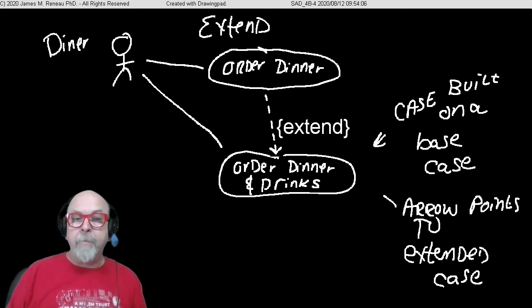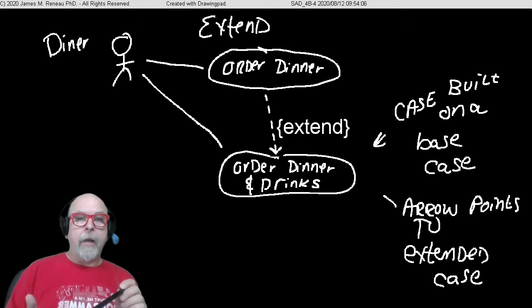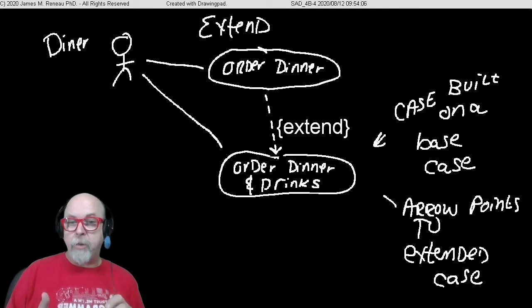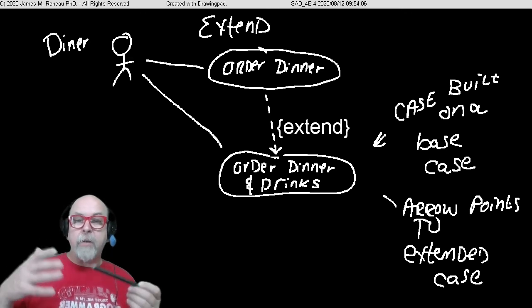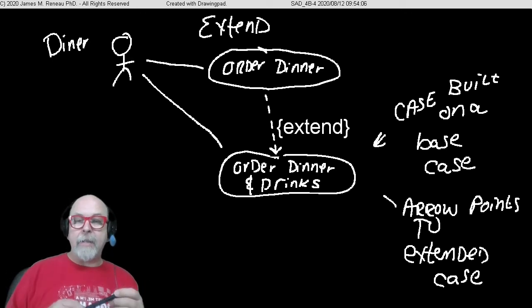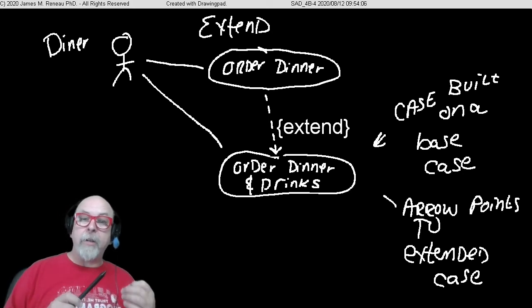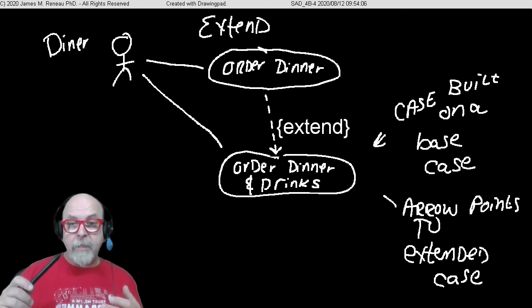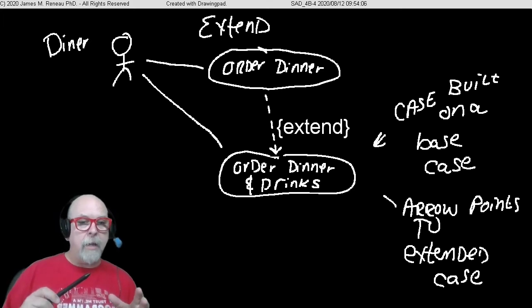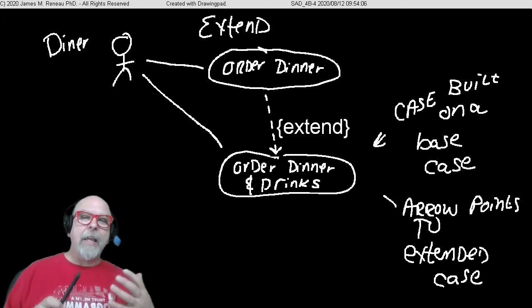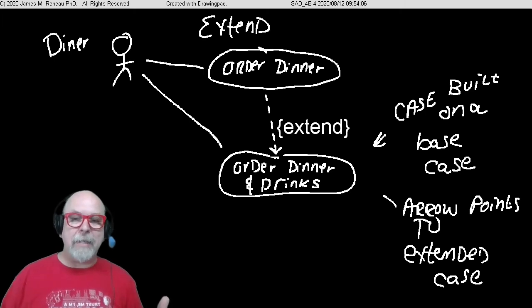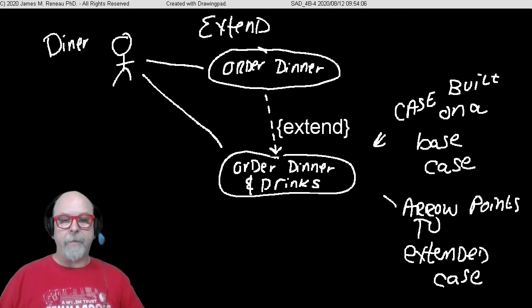Why do I say that the diner ordering dinner and drinks would expand upon ordering dinner? Well, to order drinks, the waiter or waitress may have to do an ID check, to make sure you're of legal age. So there are extra steps that the waiter or waitress has to go through in the order dinner and drinks. So all the same steps as order dinner plus some extra. So we can think of this as this case extends this previous case.